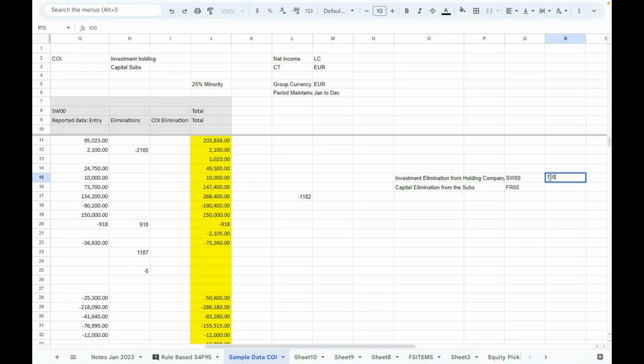100%, you have to. This is 100%. But there is a minority here, 25%. Then you have to calculate the minority interest. Calculate the minority. So minority is 20.